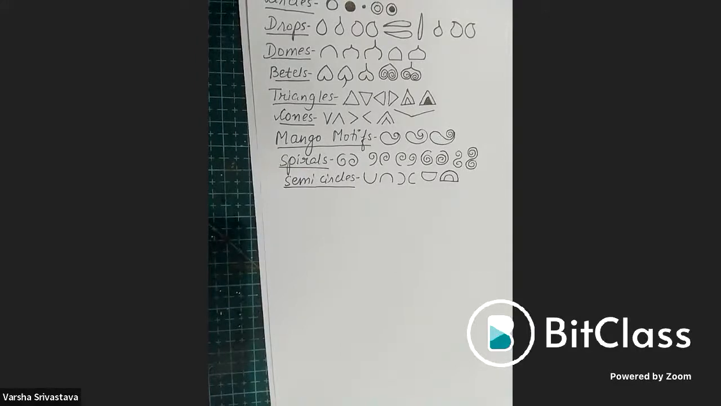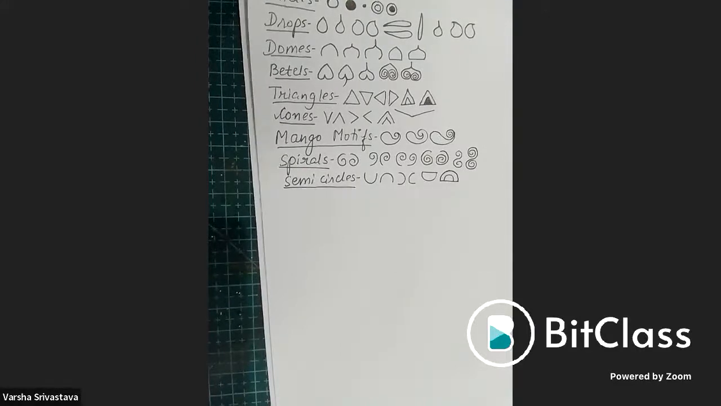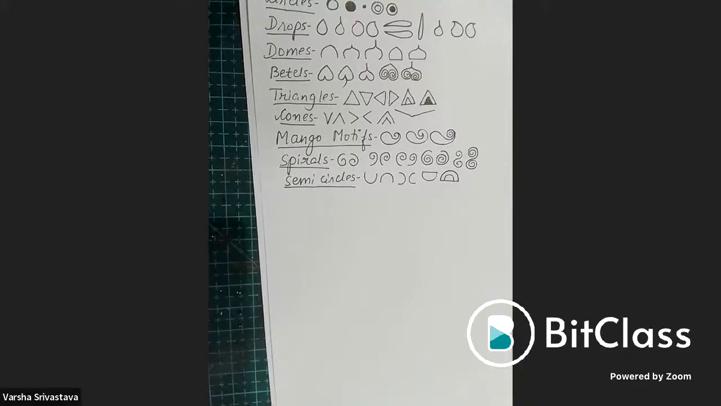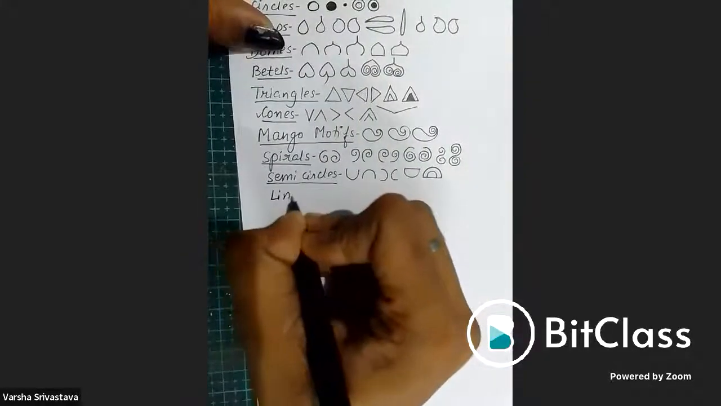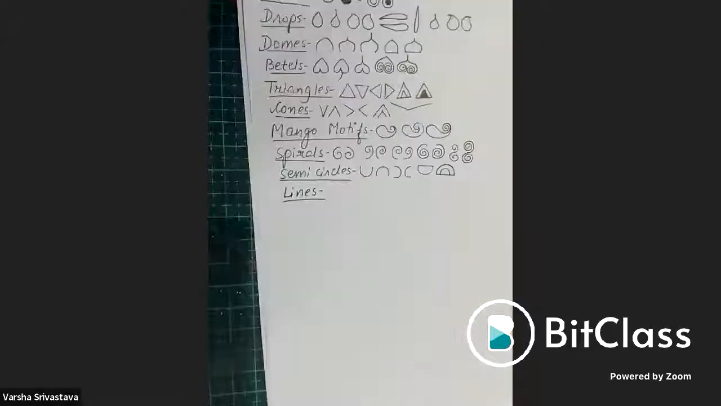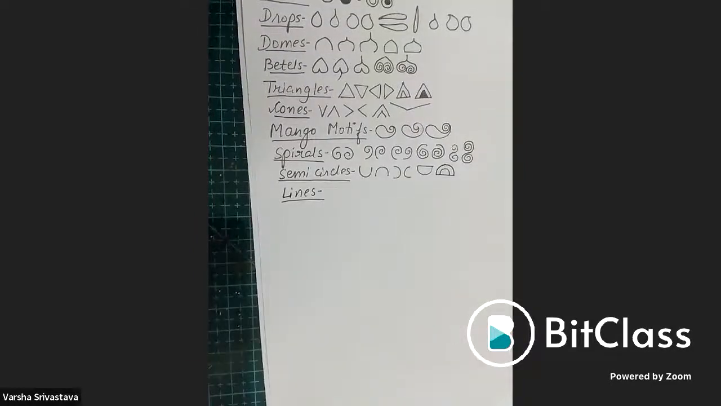All right. So this was the mango. This was the semicircle. Now I'm going to make the last basic shape. After this, we will be proceeding with the basic borders. And this last basic shape is the lines. And we have 7 subcategories to the lines.